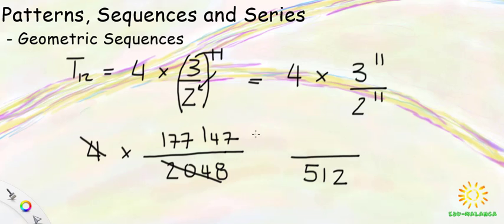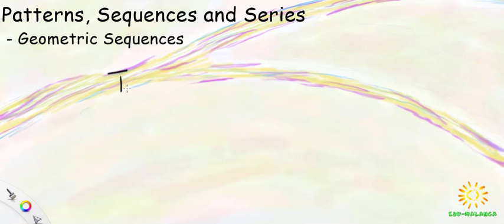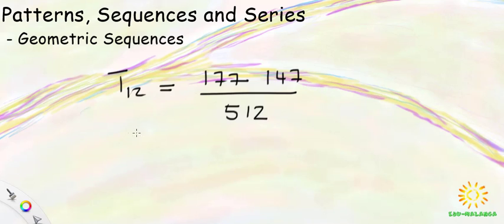512. And the top term stays 177,147. We can't simplify this expression further. So this is our term number 12. T12 is equal to 177,147 over 512. And this is term 12 of the sequence that we're working with.